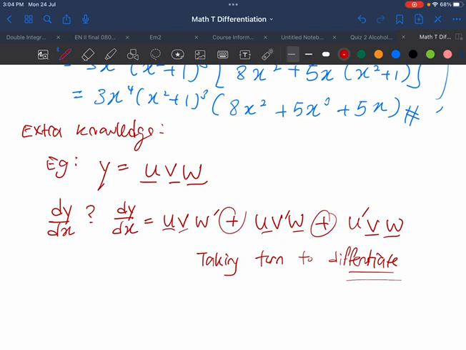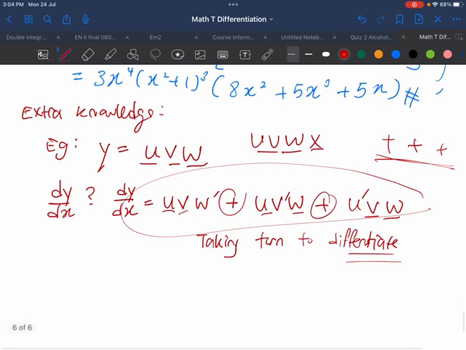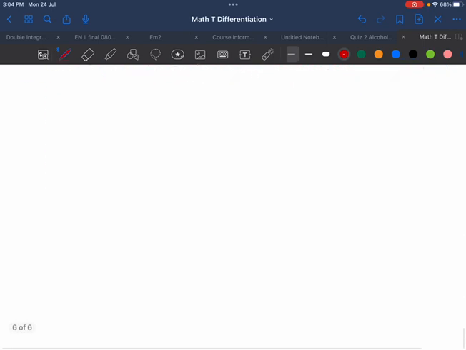So to differentiate this, if you have UVWX, that means you will have 4 terms, and if you have more terms, you add the 4 terms together, so it's the same thing, right? So many terms are okay for the differentiation. So the last theory is the quotient rule. Product rule is about multiplication, and quotient rule is about division.